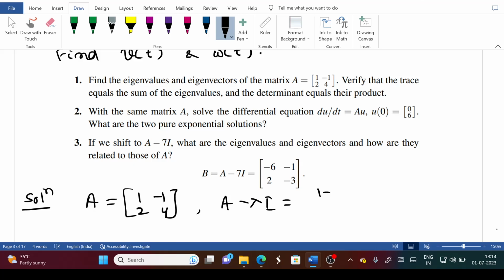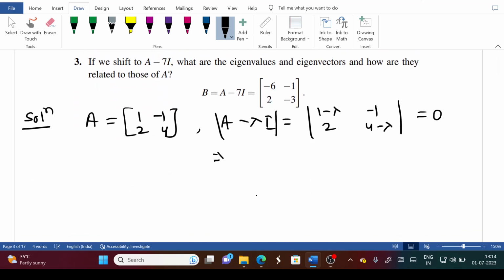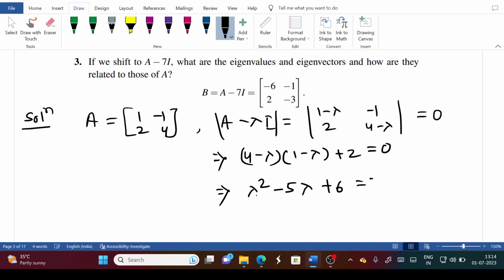That is, from the diagonal elements we will subtract lambda. We will make its determinant 0 to get our characteristic equation. What characteristic equation are we getting? This implies (4 minus lambda)(1 minus lambda) plus 2 is equal to 0, or that implies lambda square minus 5 lambda plus 6 is equal to 0, which implies lambda is equal to 3, lambda is equal to 2.